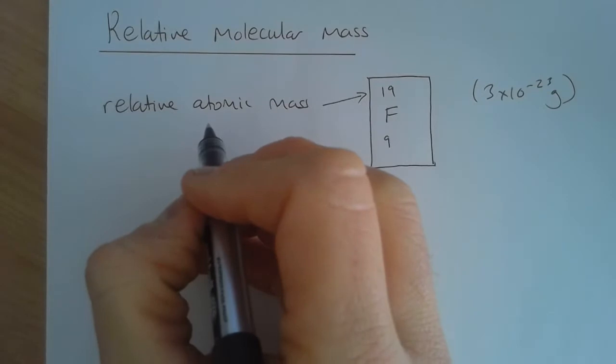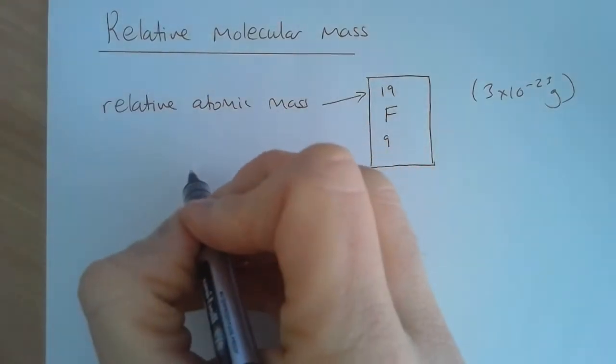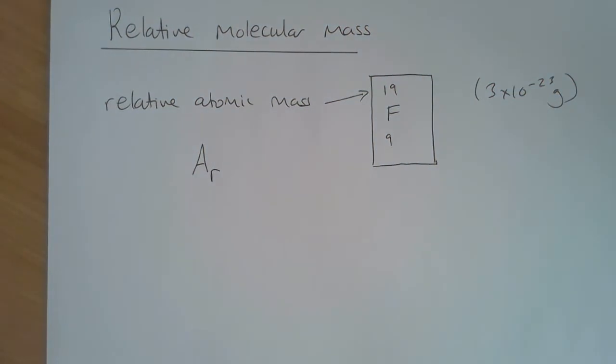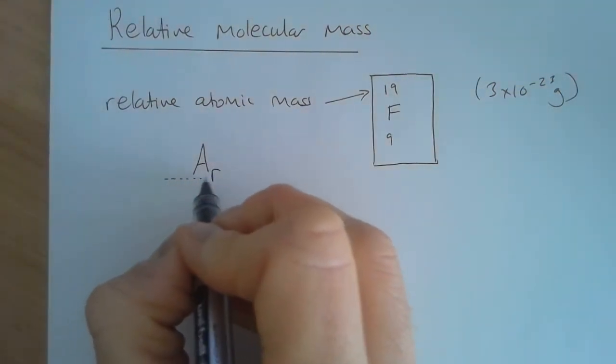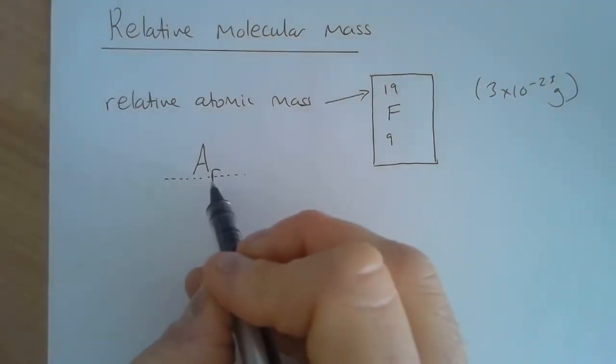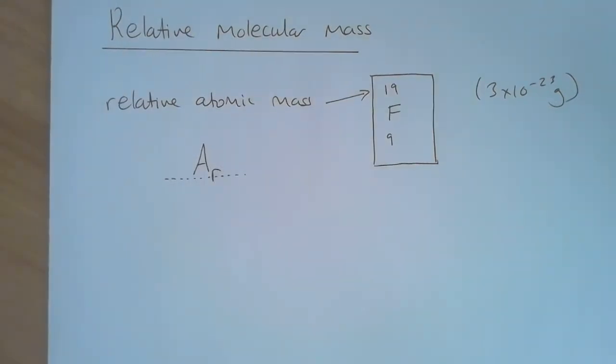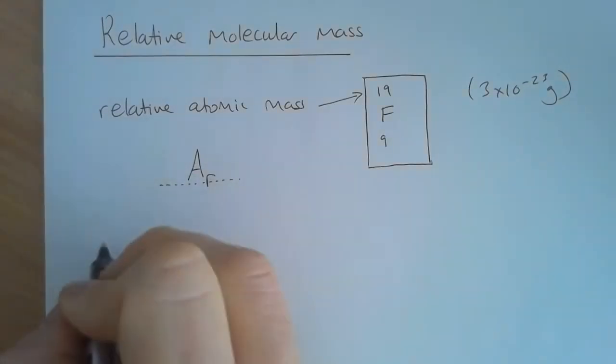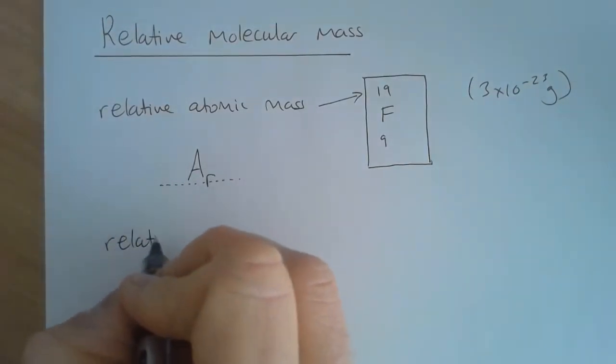We give the word relative atomic mass a symbol, and that symbol is A with a small subscript r. So if this was the line I was writing on, that r would be small and it would be halfway between the line above and the line below. So that's relative atomic mass. We find it on the periodic table. We then need to have a look at what relative molecular mass is.